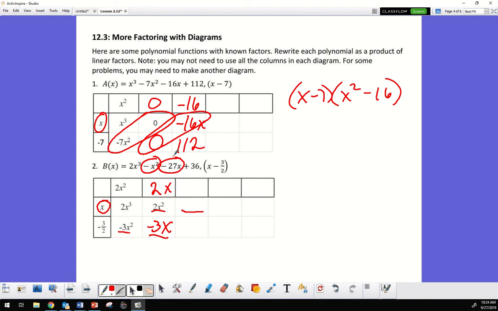Negative 3 and something gives me negative 27x. Negative 24, so negative 24x. And then up top, negative 24. And then my last one on the bottom: negative 24 times negative 3 over 2 is a positive 36. So my factors are going to be x minus 3 over 2 and 2x squared plus 2x.